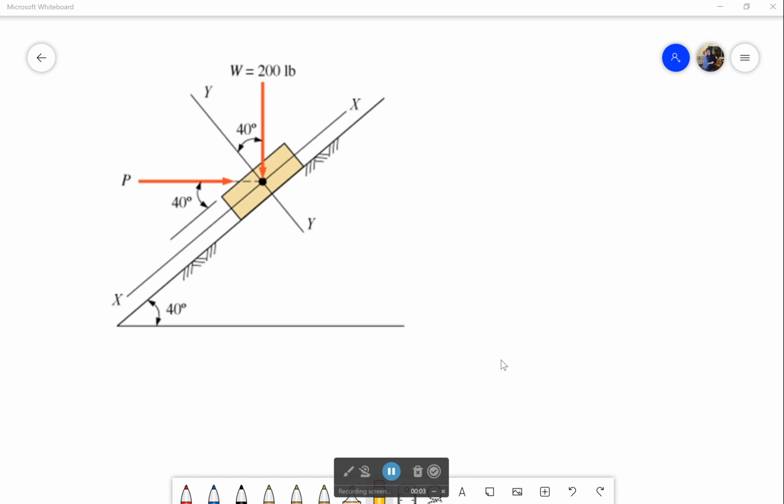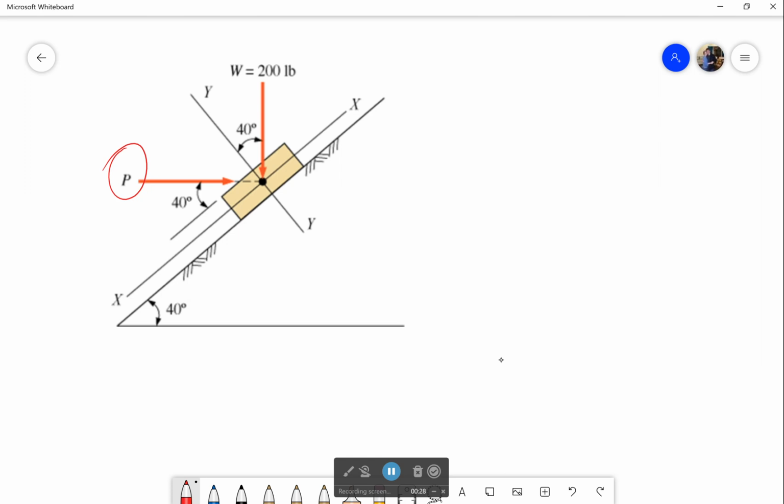So this time we're doing a very similar problem to last time, but I won't beat around the bush. Now you know that there's actually going to be two values for P that we can solve for. One where motion would impend up the hill and one where motion would impend down the hill. Up and down.